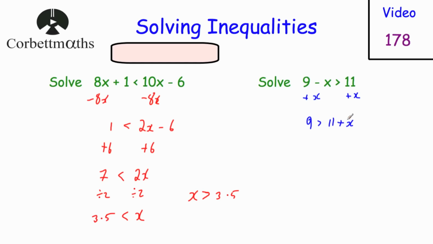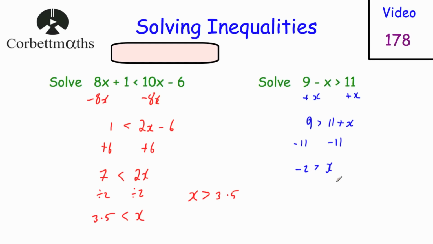Next, well, we want x on its own, we don't want this 11 here, so let's take away 11 from both sides of the inequality sign. So let's take away 11 and take away 11. Well, 9 take away 11 is minus 2, so we're going to have minus 2 on the left hand side. And on the right hand side, we had 11 plus x. We took away 11. Well, 11 take away 11 is 0, so we would just be left with the plus x, or the x. So we've got here, negative 2 is greater than x.